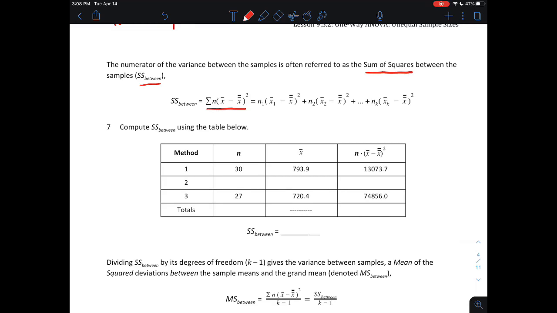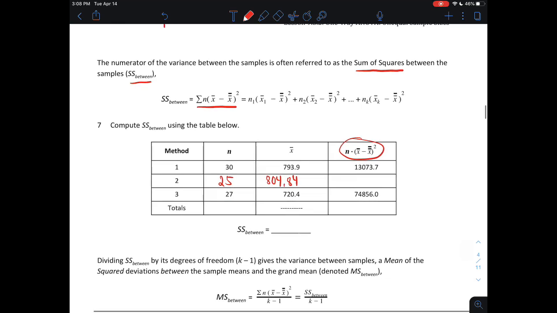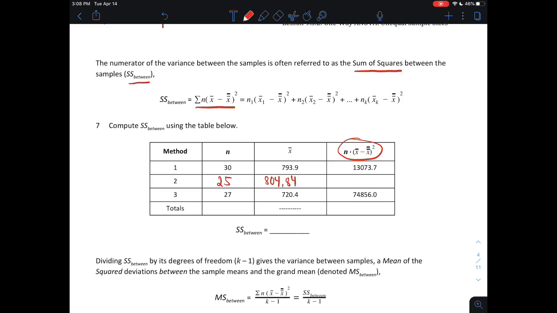Method 2, n was 25. X bar was 804.84. And then we need to calculate this to fill in the next blank in the row for method 2. So I actually want to write that out a little bit. So first of all, for method 2, n is 25. X bar is 804.84. And then we need to subtract the grand mean that we had on the previous page, which was 773, and then we need to square that.